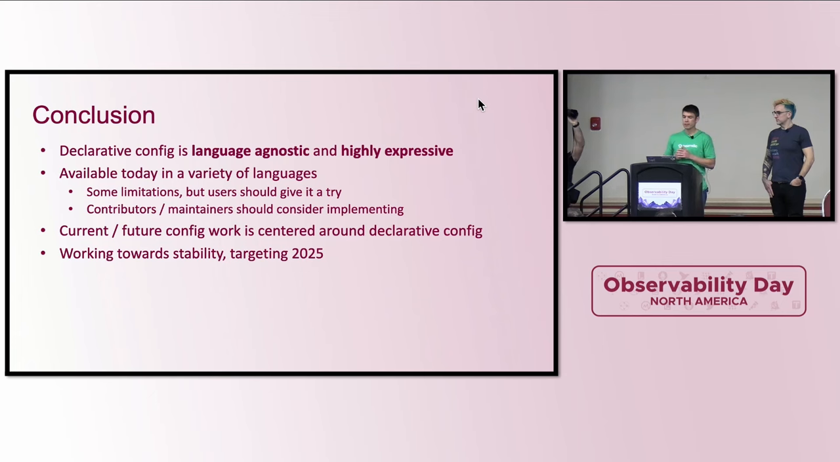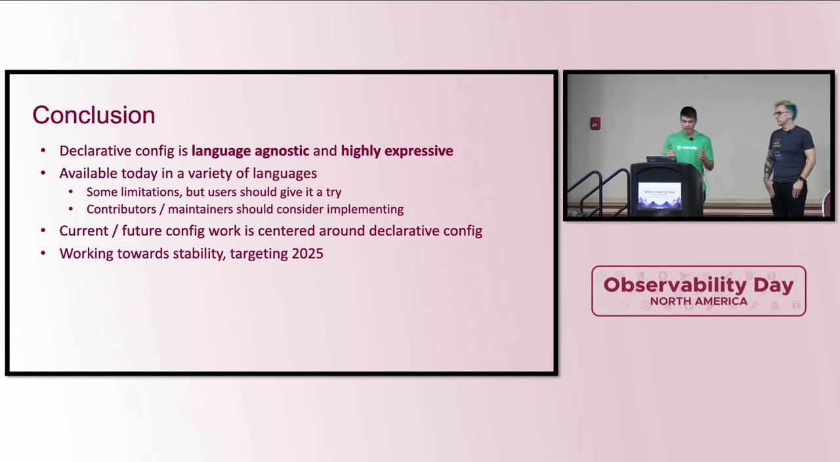I want to leave you with just a few parting thoughts before we go. First, declarative config is language agnostic and highly expressive. It's available today in a variety of languages and can already solve problems that environment variables can't. There are some limitations, but we encourage users in the audience to give it a try. Or if it's unavailable in your language, open an issue to request it. For any contributors or maintainers in the audience, I encourage you to consider implementing it. And if you do, come join us in the config SIG.